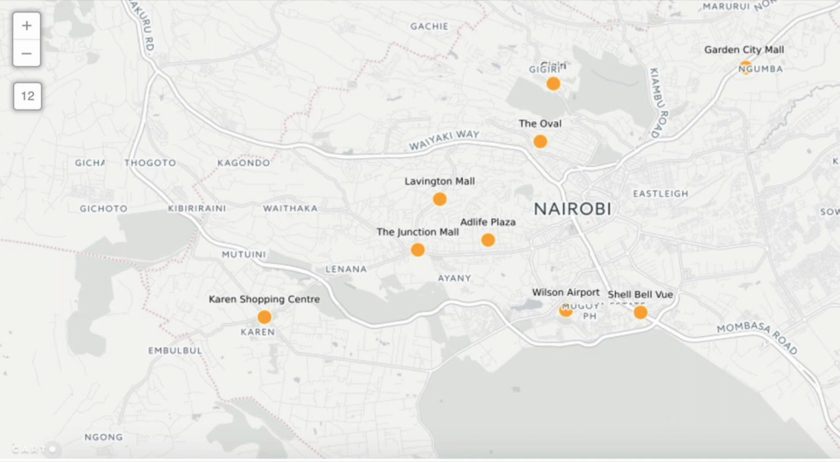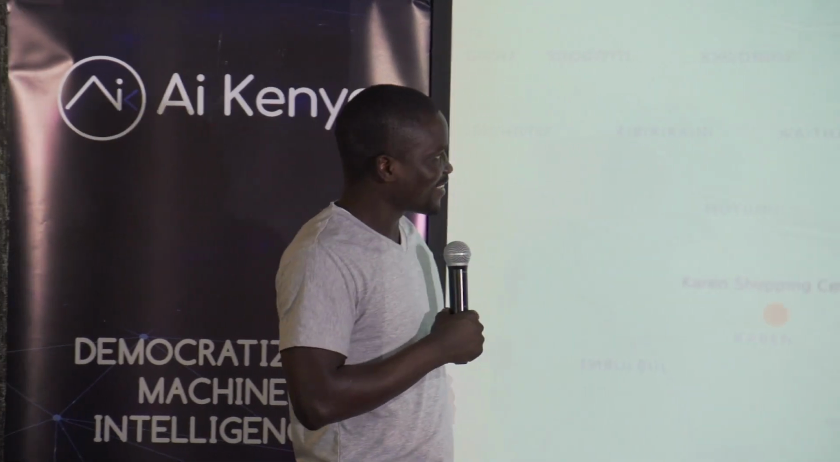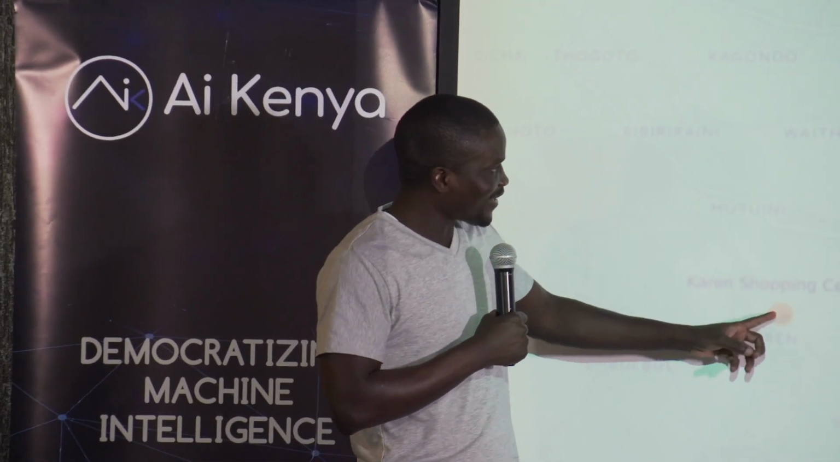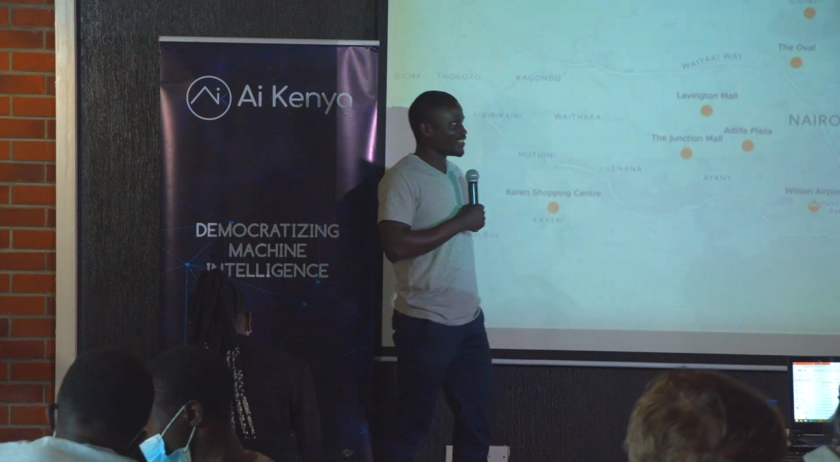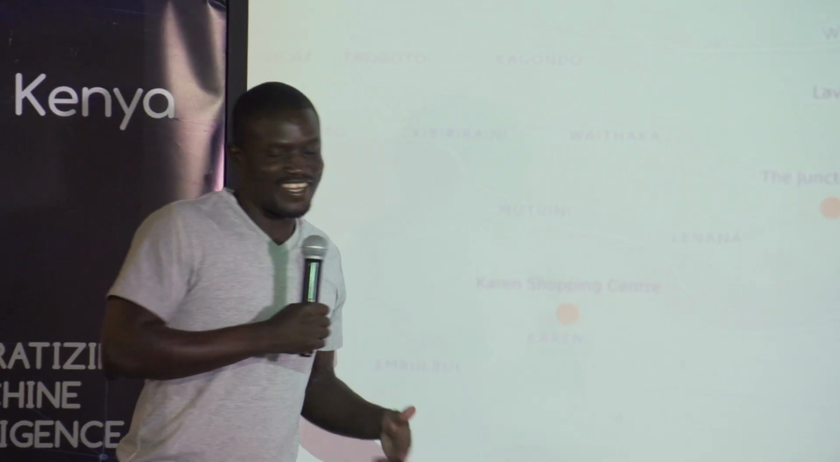Which is the closest Big Square store to where I live? If you live in this area called Waithaka, you'll be like, okay, maybe Karen and Junction, I could go to either of those. But if I live, let's say, here, I'll probably go to the next one. There's a high likelihood that I'll move from Adlife and come and eat in Karen, unless there are other things I'm going to do there other than just eating.